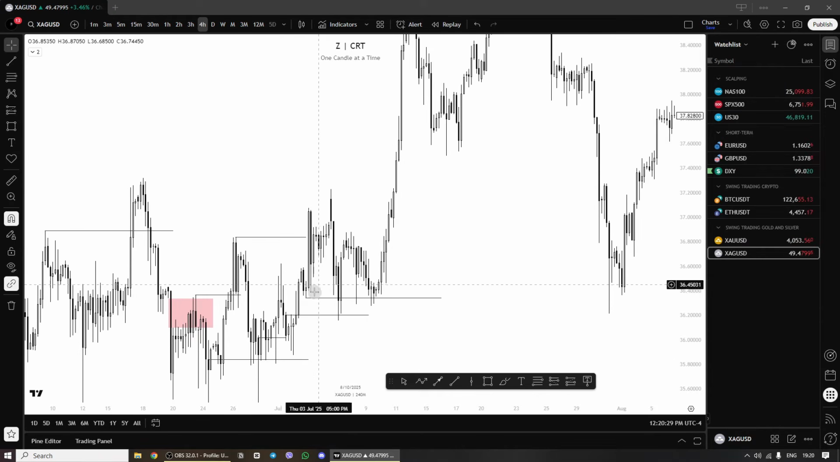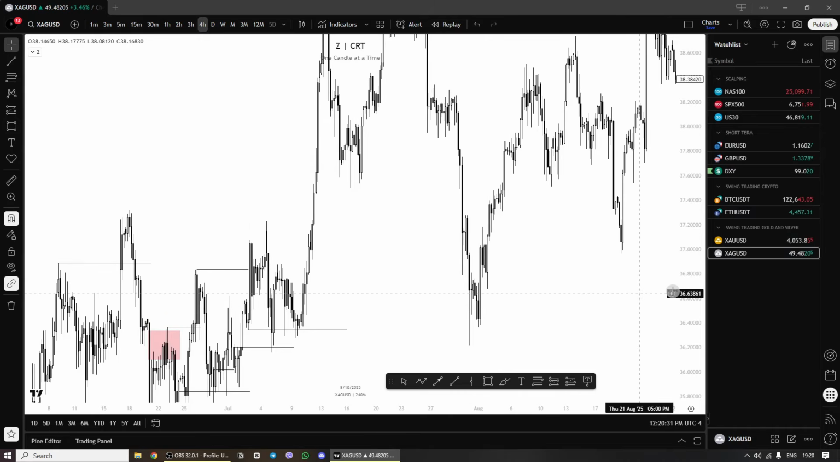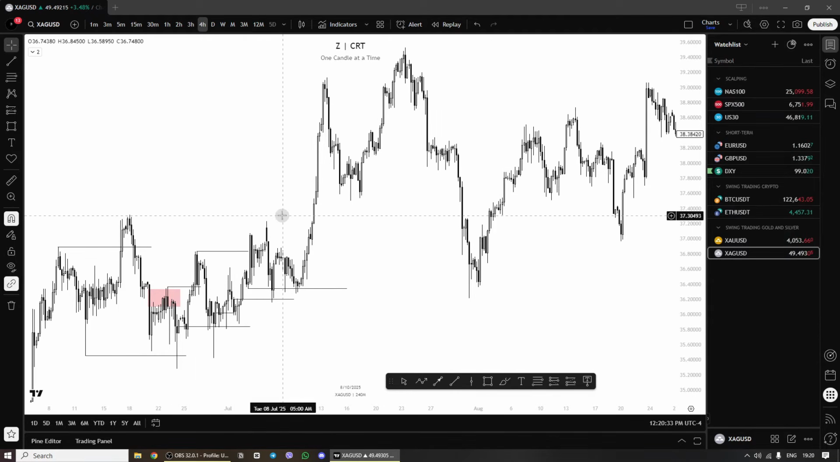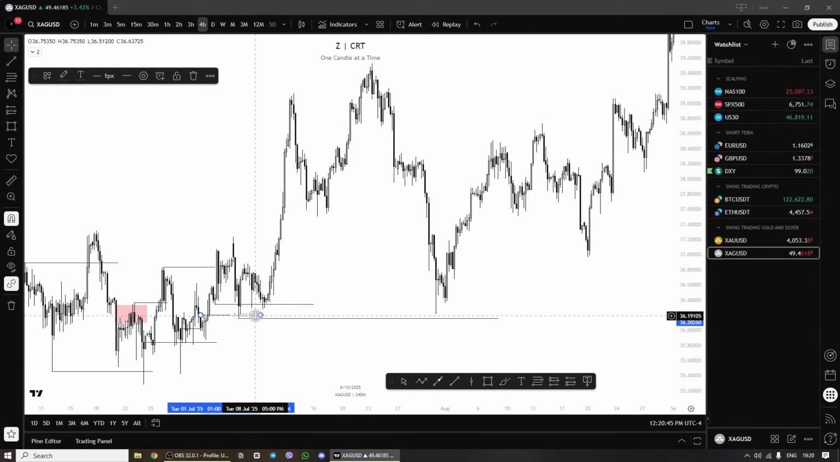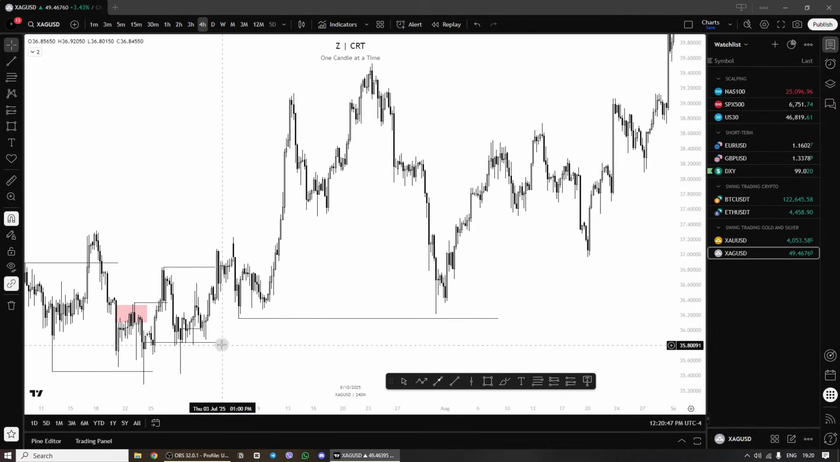And what did we do here? We broke the high that took this low. This is the high that caused the drop until here. And we got up. So this low must stay intact if we are bullish, or at least must get rejected because it's an important low.